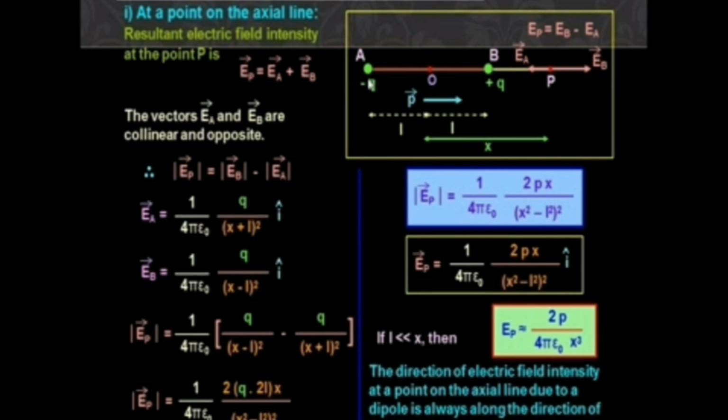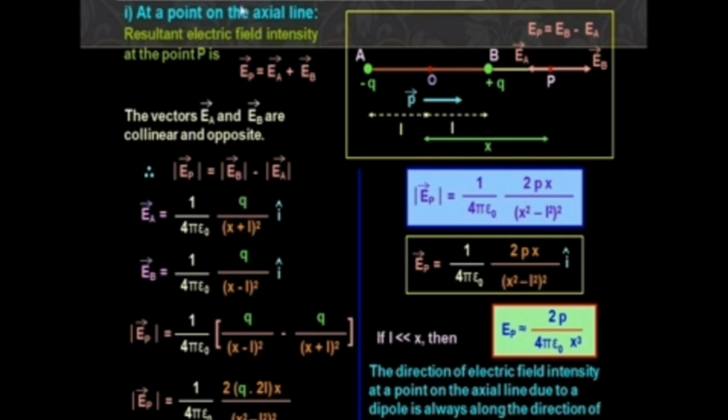So at point A, minus Q is here, and the electric field EA is acting towards the charge. At the same time, at B, plus Q is here. Plus Q means the electric field is acting away from the charge, so EB is acting away from the charge. This is the dipole moment direction. The dipole moment always acts in the direction from negative to positive.